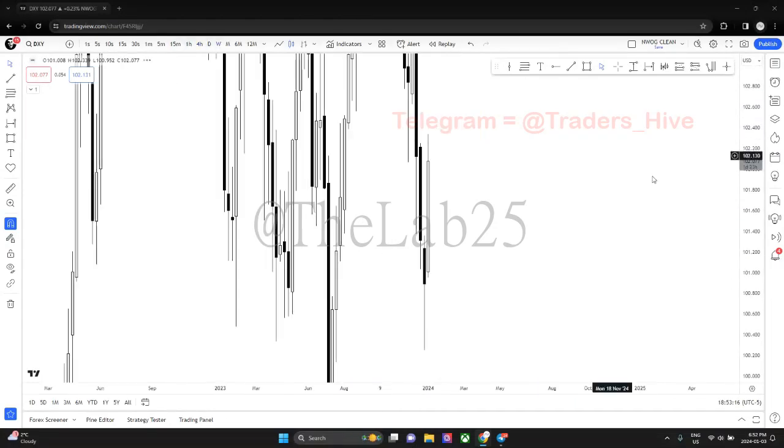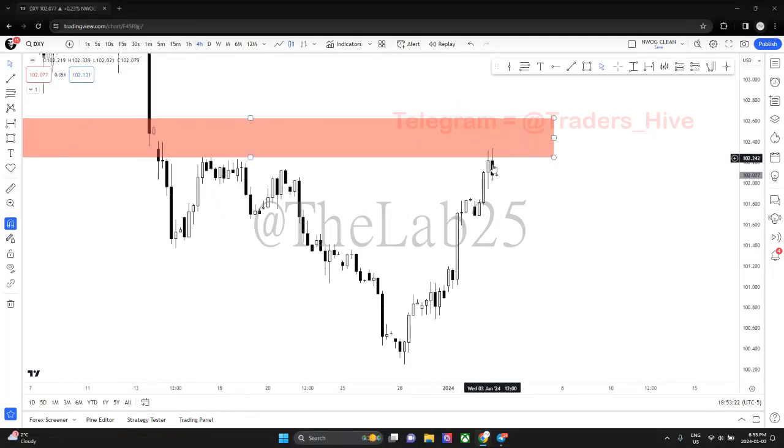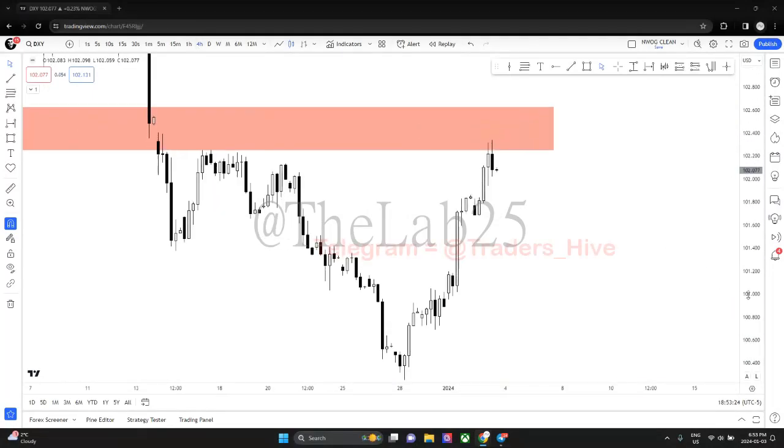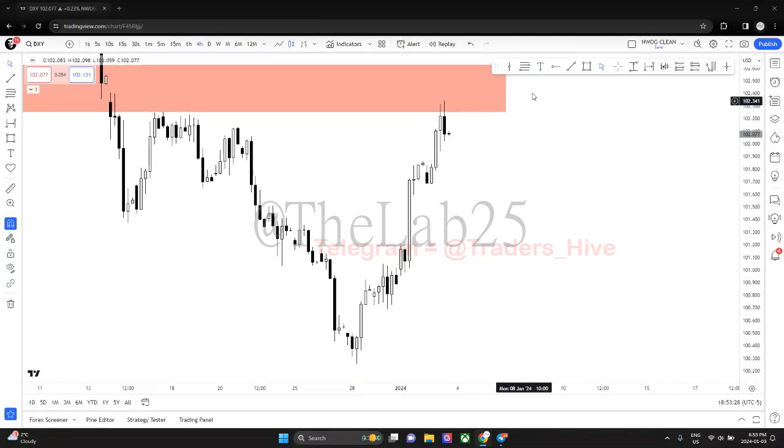So as you can see, weekly fair value gap. We go down to the 4-hour fair value gap, and you can see price rejecting from this imbalance right here in real time, after doing what I just told you guys about going above this old high.